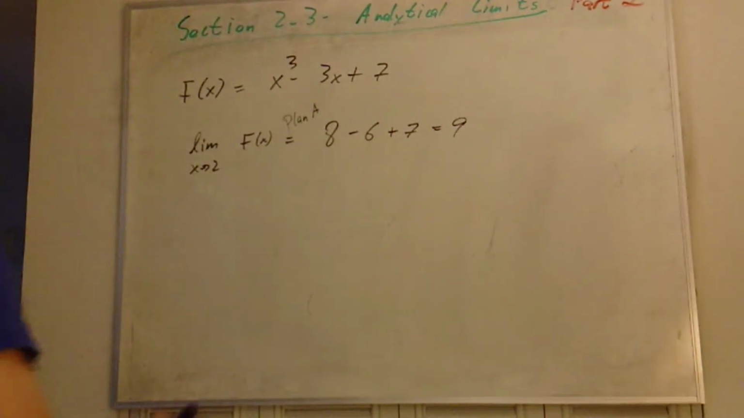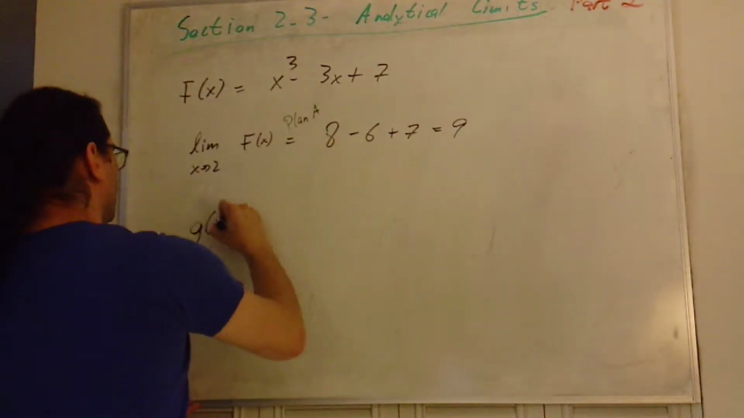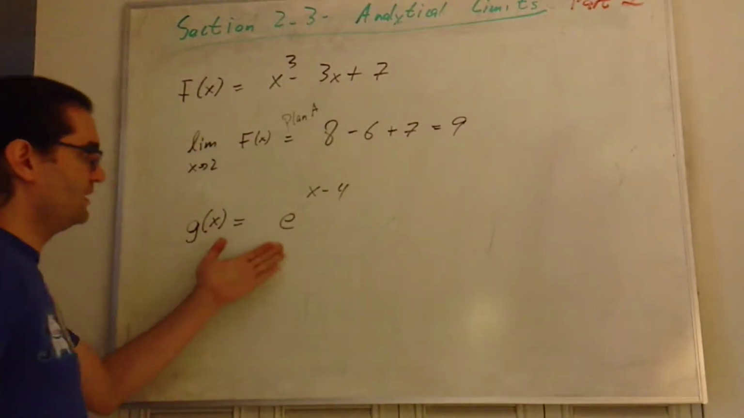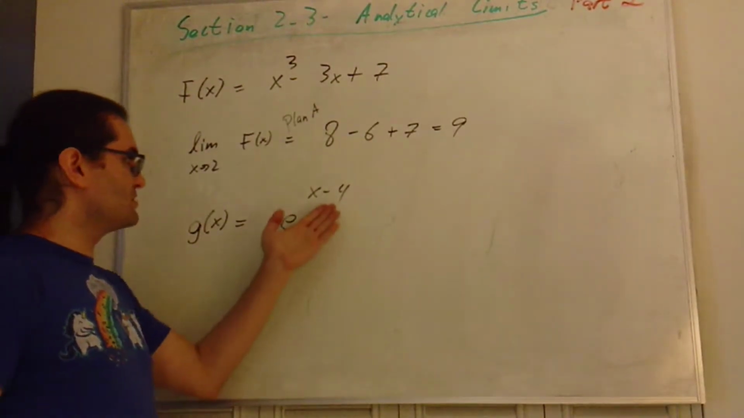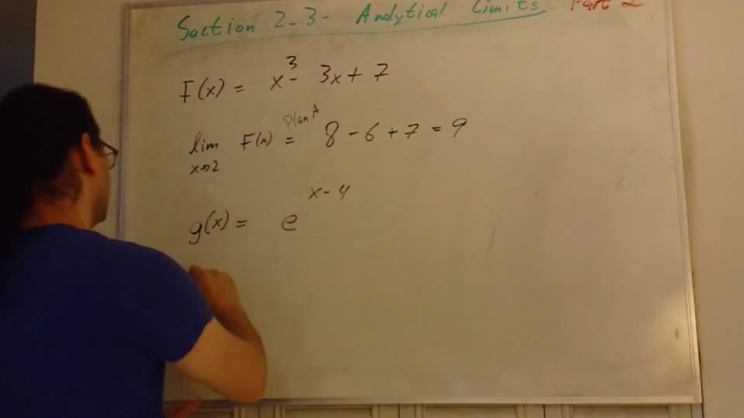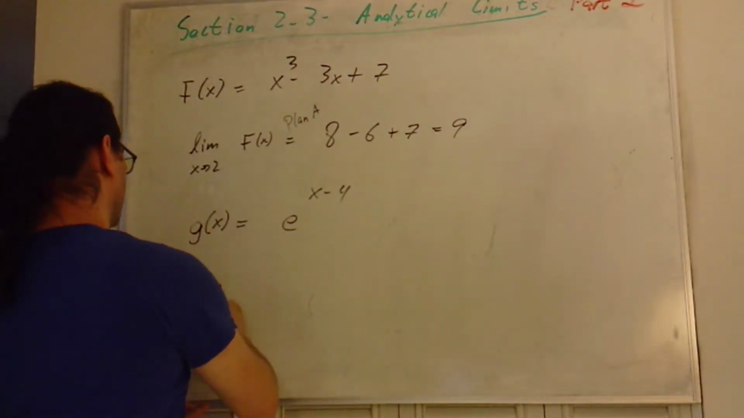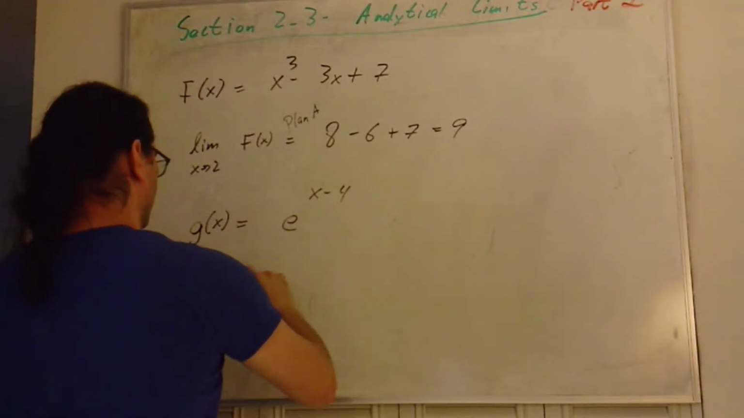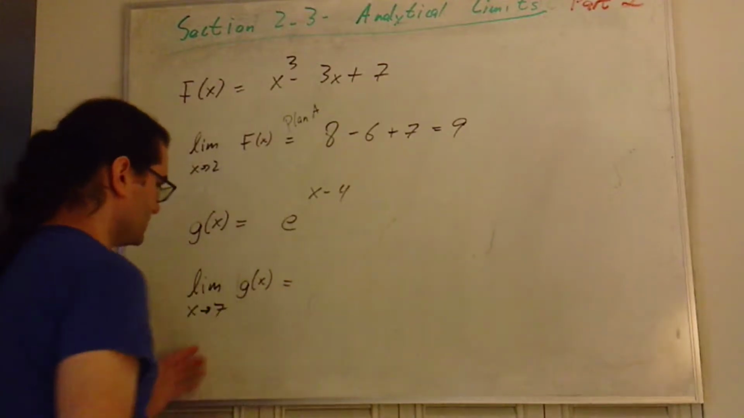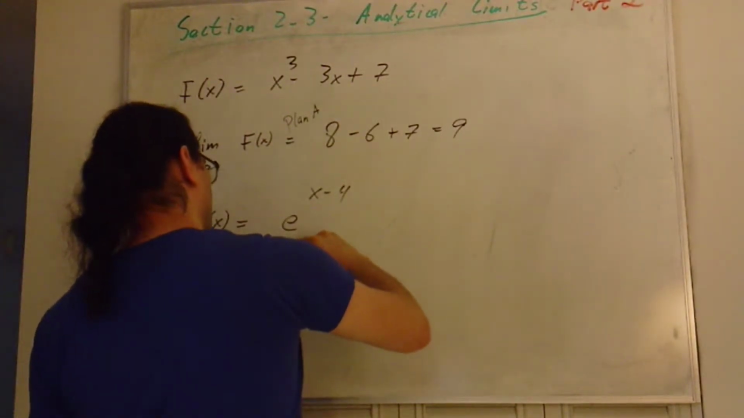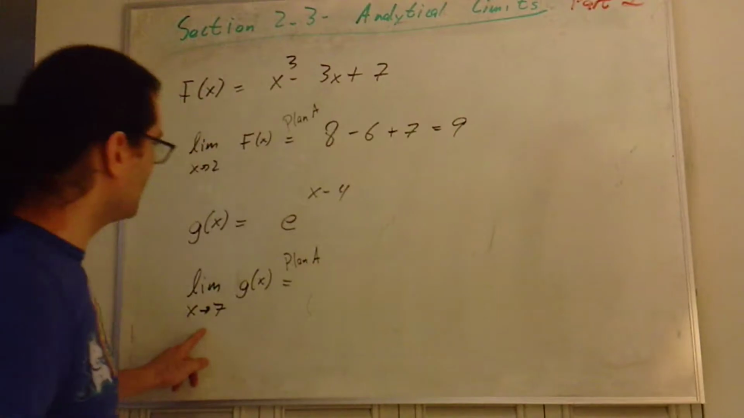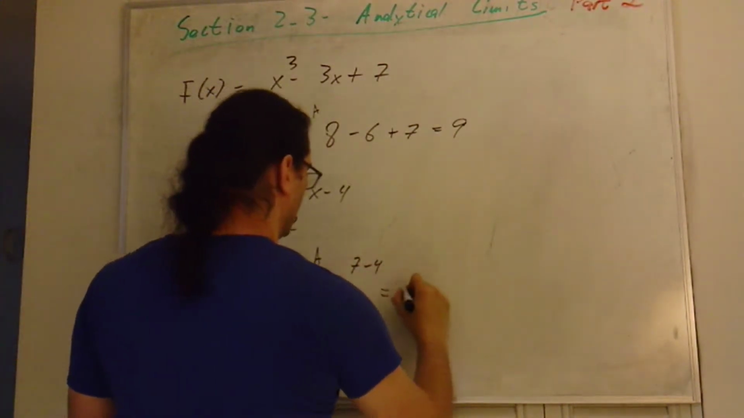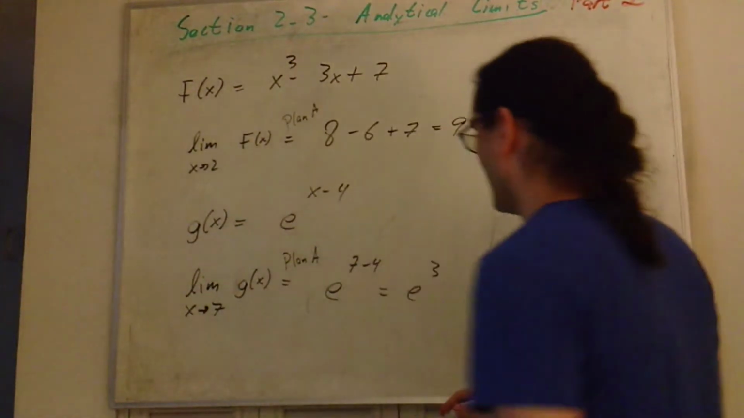Let's look at another one. Let's do g of x equals e to the x minus 4. This is an exponential function that has been shifted 4 units to the right. If I want the limit as x approaches 7 of g of x, almost wrote f of x there. Once again, I'm always going to start with plan A. Plan A means I'm going to plug 7 right into this function, so it should give me e to the 7 minus 4, which is e cubed. And that's it, I'm done.